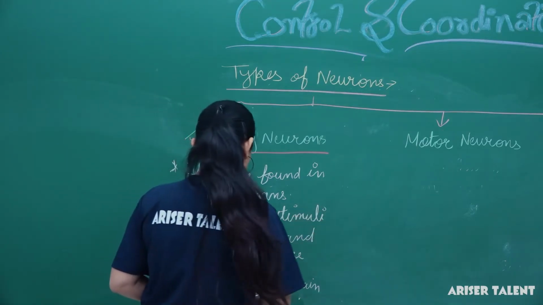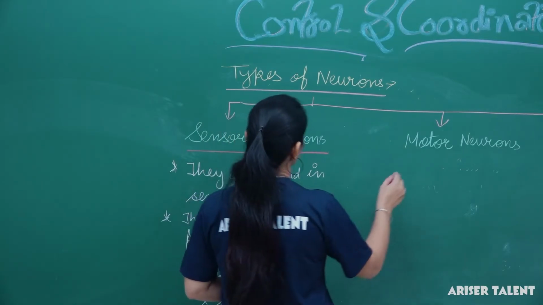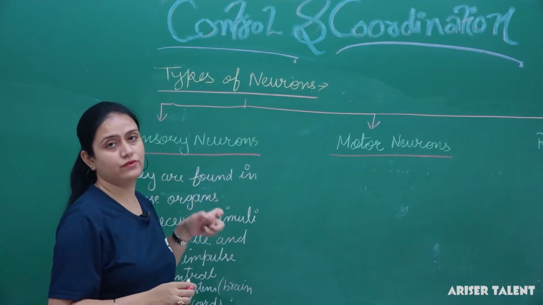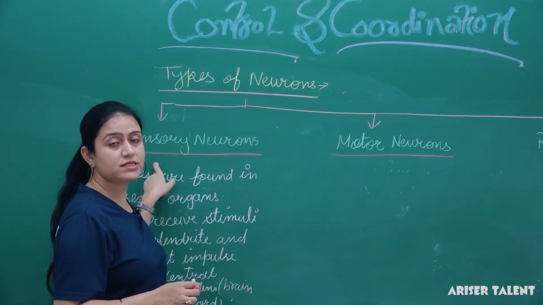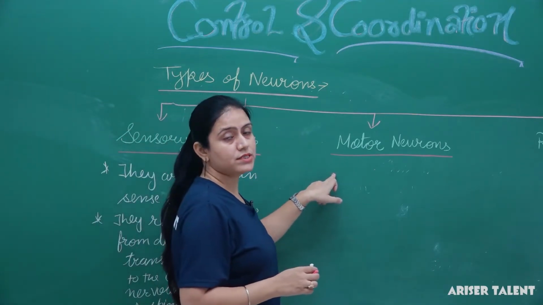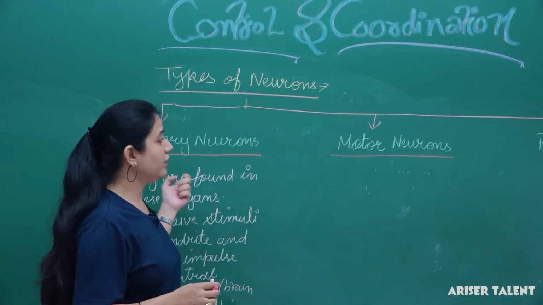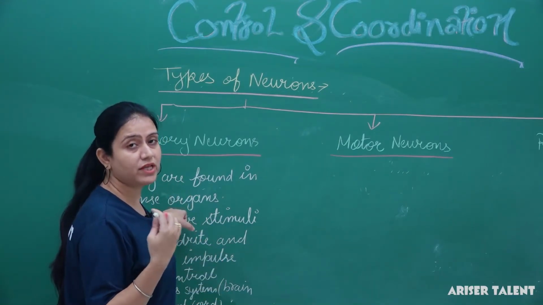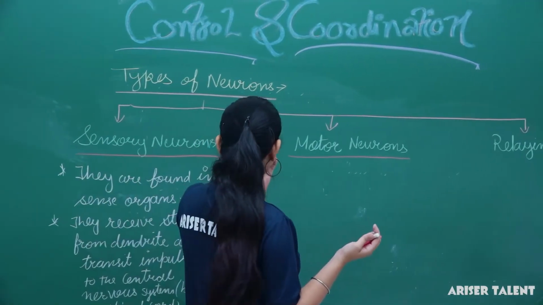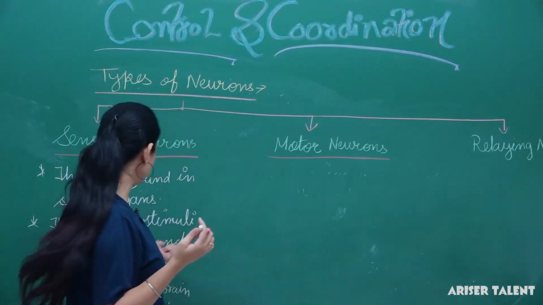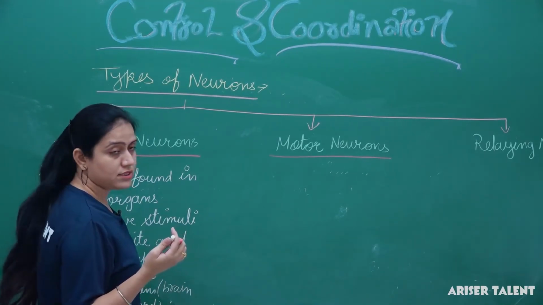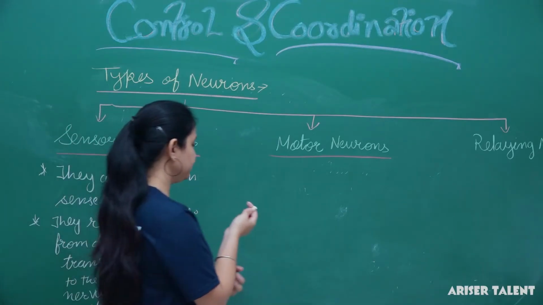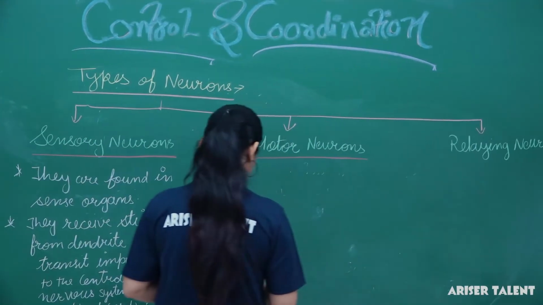Next is motor nerve or motor neurons. Sensory neurons, as they receive stimuli, are known as receptors. Motor neurons receive stimuli from the central nervous system. Then they pass it to the other neuron, so they are known as effectors.